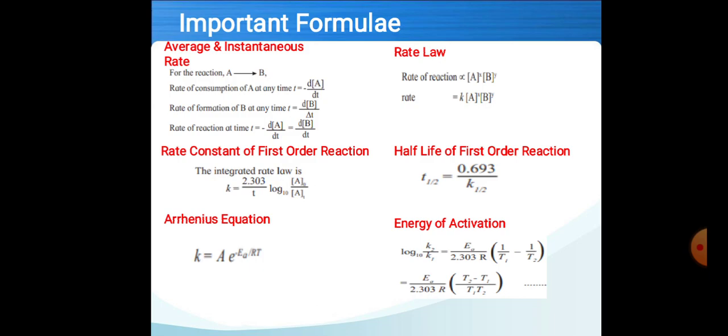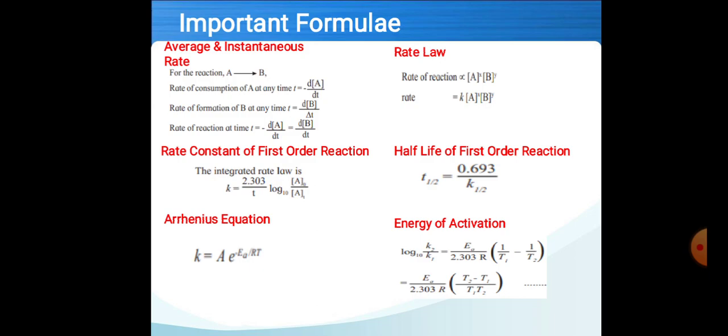In that, the rate of consumption of A at any time t is equal to minus d[A] upon dt. The minus sign indicates the consumption of concentration of reactant. Then rate of formation of B at any time t is equal to d[B] upon dt. Then rate of reaction at time t is equal to minus d[A] upon dt is equal to d[B] upon dt. So with the help of this expression, we can find average and instantaneous rate of the reaction.